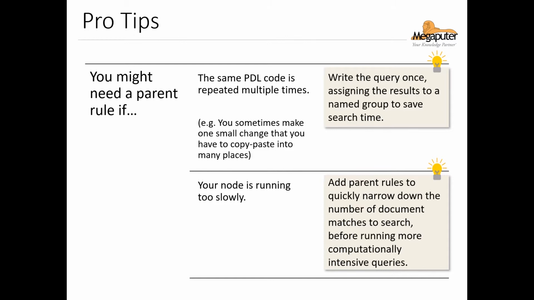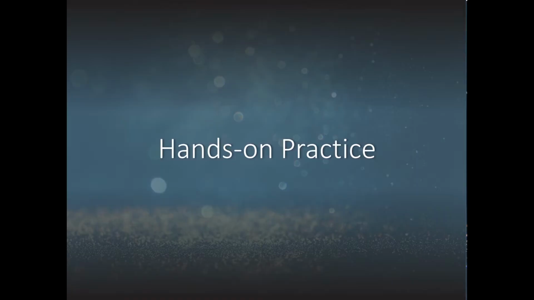And if you notice your node is running way too slowly, you may want to try a parent rule that narrows down the number of documents before running a more computationally intensive query. Now, let's go through some hands-on practice with writing hierarchical XPDL rules and creating custom entities.